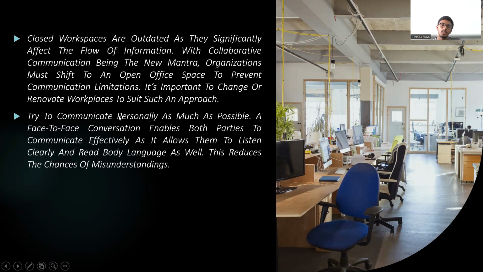Try to communicate personally as much as possible. Face-to-face conversation enables both parties to communicate effectively as it allows them to listen clearly and read body language as well. This reduces the chance of misunderstanding.